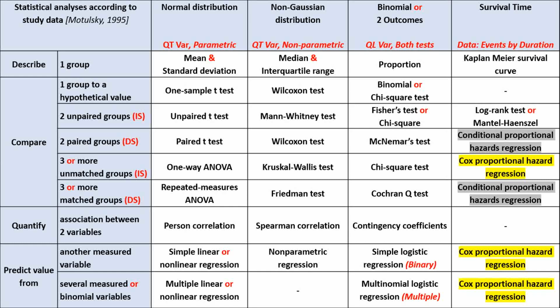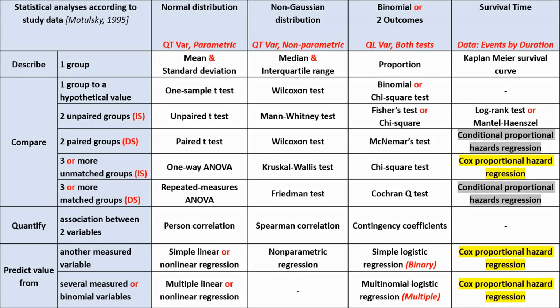To quantify association between two variables, we use Pearson correlation in the case of normal distribution, Spearman correlation in the case of non-Gaussian distribution, and contingency coefficients in the case of binomial or two outcomes data. To predict value from another measured variable, we use simple linear or non-linear regression, non-parametric regression, simple logistic regression, Cox proportional hazard regression.